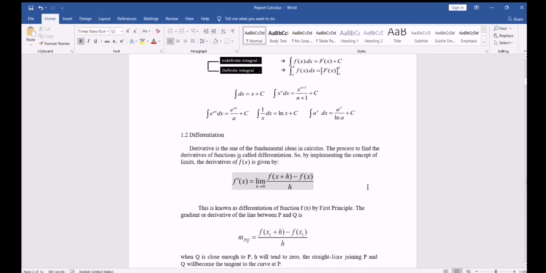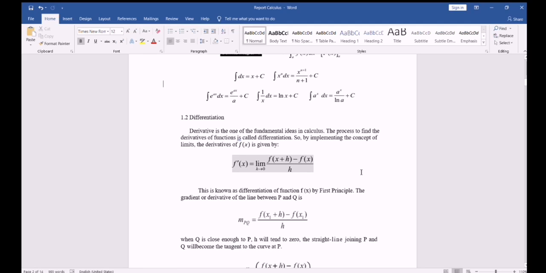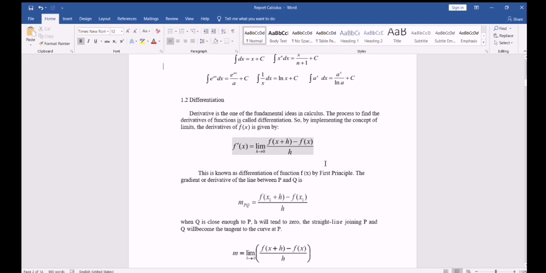Now the second is 1.2 differentiation. Derivative is one of the fundamental ideas in calculus. So the process to find the derivative of a function is called differentiation. By implementing the concept of limits, the derivative of f x is given by f prime x equals the limit of the fraction f of x plus h minus f x, divided by h.